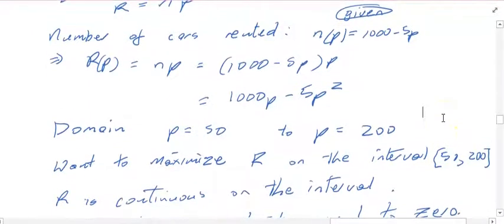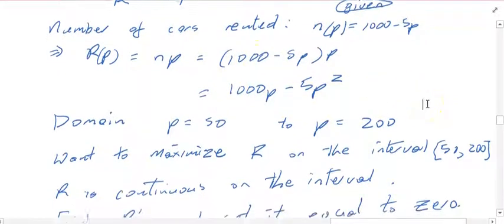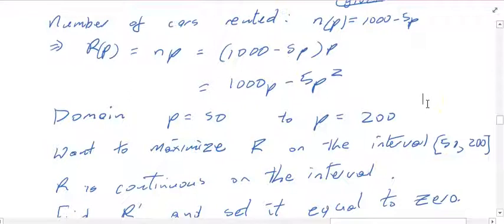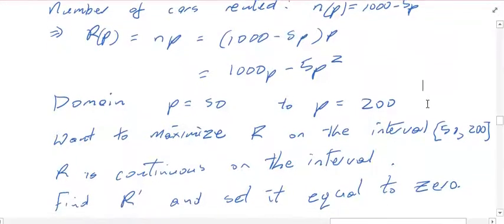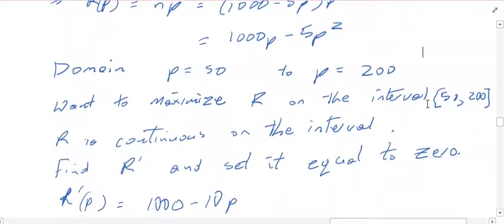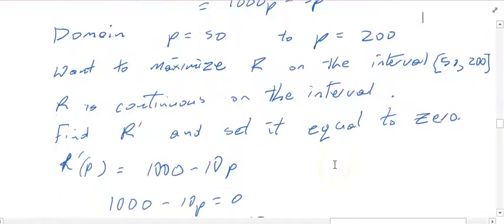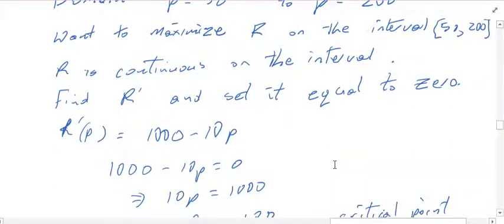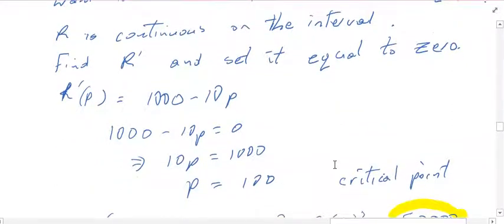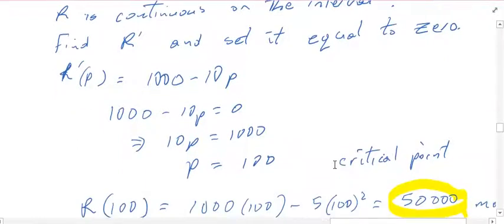And so we know r is continuous on this interval because the quadratic function is a polynomial, and polynomials are continuous. So I want to find r prime and set it equal to 0. r prime of p is equal to 1000 minus 10p. Setting that equal to 0 and solving for p, 10p is equal to 1000, so p is equal to 100. That is our critical point.